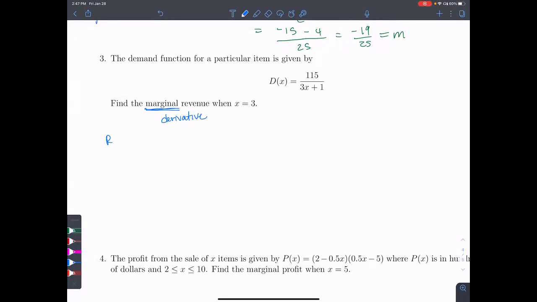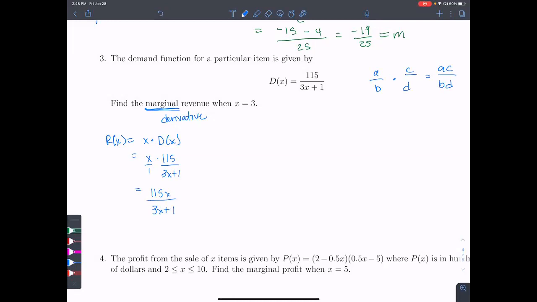Revenue is going to be x times the demand. So that's going to be x times 115 over 3x plus 1. And you can multiply straight across here, so you get 115x over 3x plus 1. When you multiply fractions, a over b times c over d, you just multiply straight across. That's ac over bd. And so you're going to do a similar thing here. That x is just going to go on the top. So 115x over 3x plus 1.